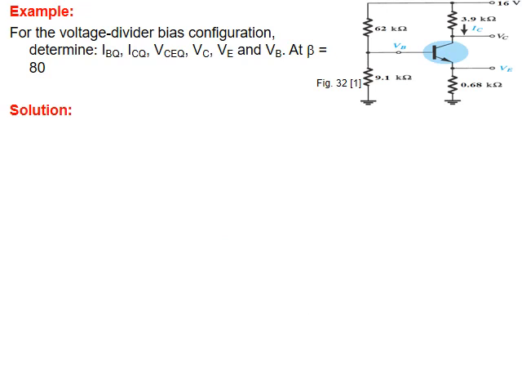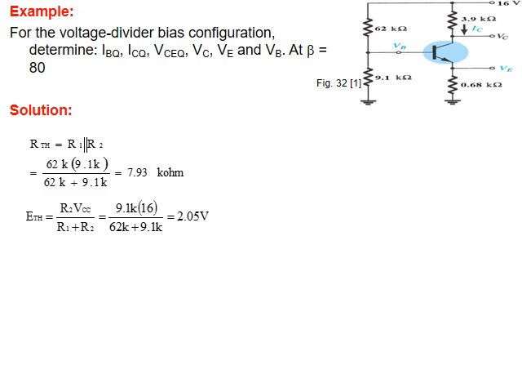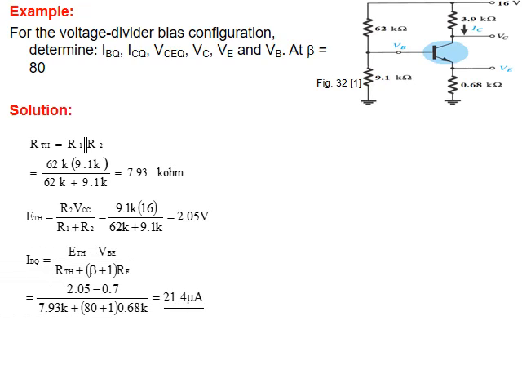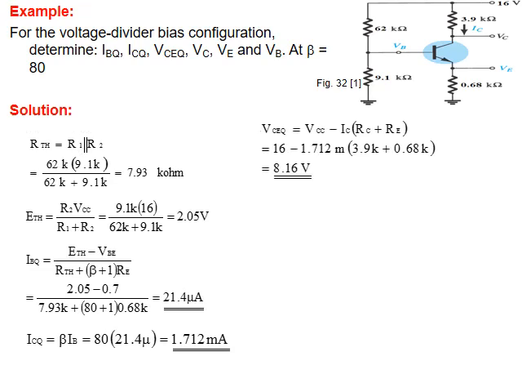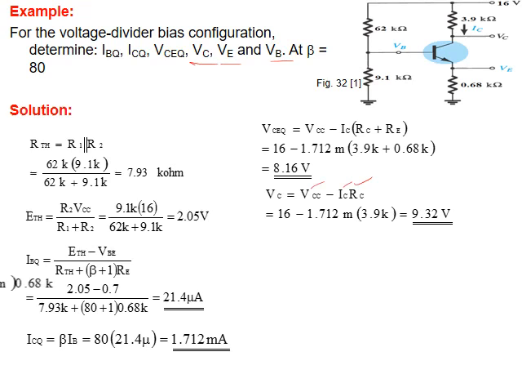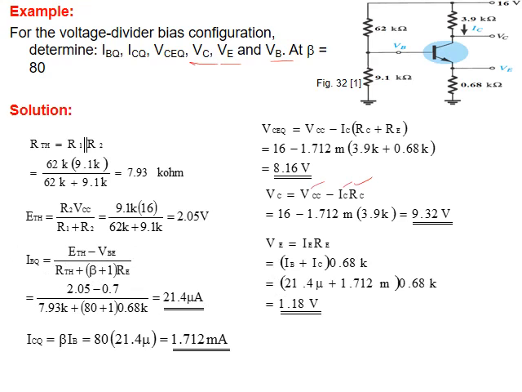Another circuit. Again, we change the values, but the procedure is the same. R Thevenin, E Thevenin, I base, I collector, V collector emitter, and that's it. If you want to find more, as an example, VC, VE, VB, as we discussed before in emitter bias, VC is VCC minus ICRC. We have all of them, and then V emitter equals I emitter times R emitter, and we have the value for I emitter.